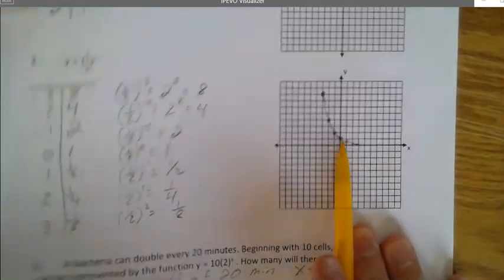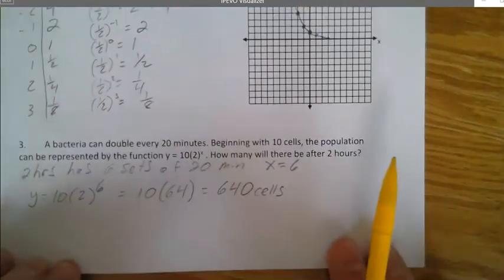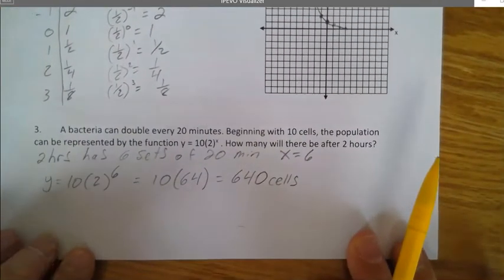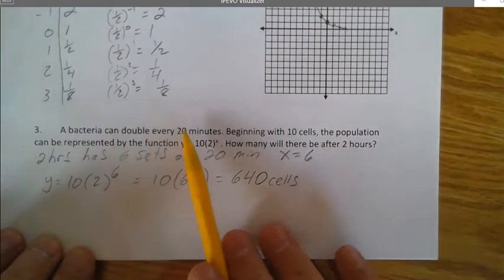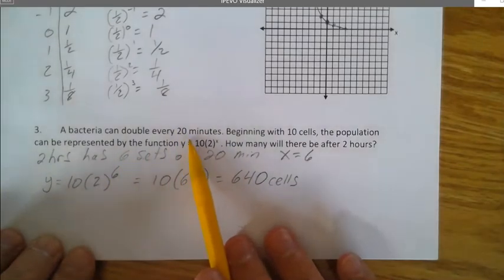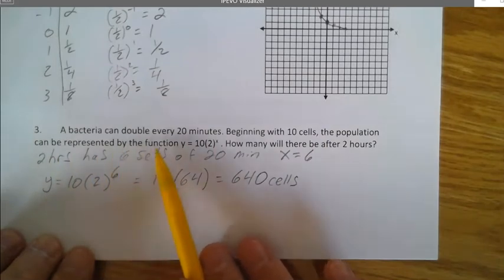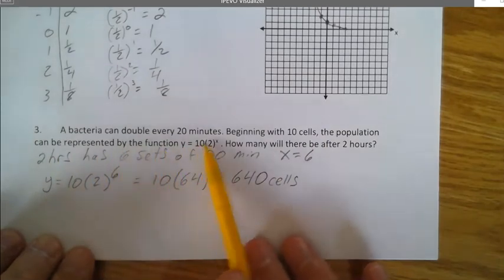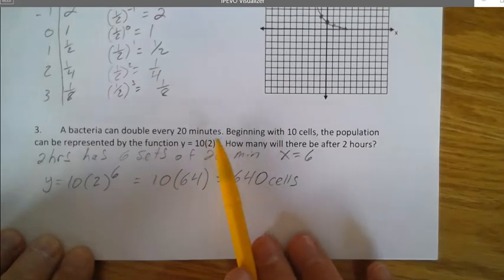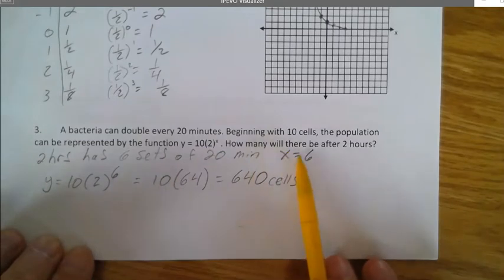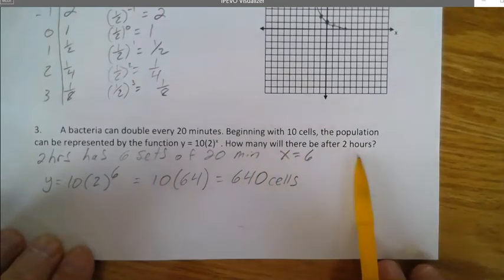Okay, so here's a word problem. How do we apply this? How do we use it? So here it is. Bacteria can double every 20 minutes. Beginning with 10 cells, the population can be represented by the function y equals 10, that's the 10 cells, times 2, the doubling, to the x. Well, how many times is it going to double? How many will there be after 2 hours?